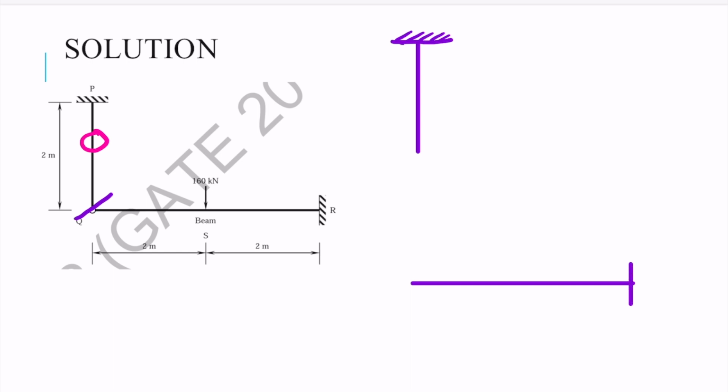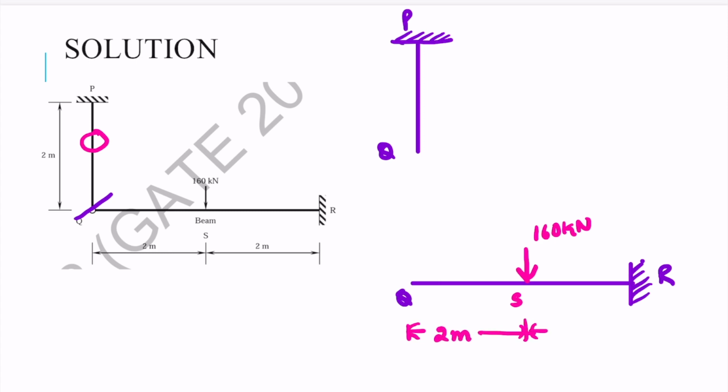So this is the beam and this is the member PQ. So this is P and Q, this is Q, this is R, and we have one loading here at the middle which is 160 kilonewton and at point S. This distance is given to us as 2 meter and 2 meter. Length of this member is also 2 meter. So this is the diagram.